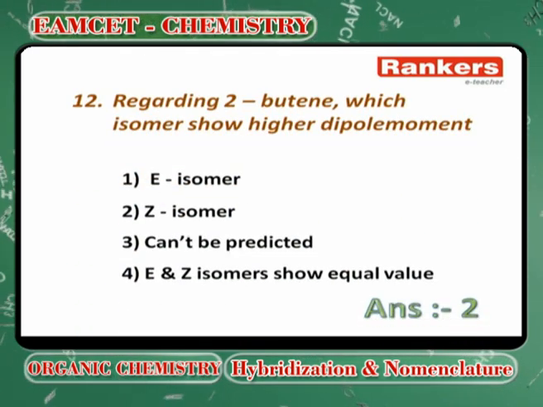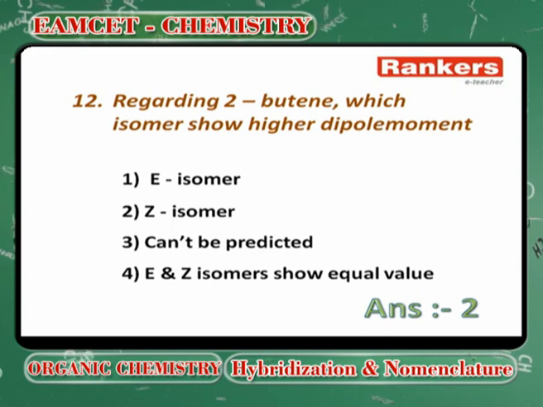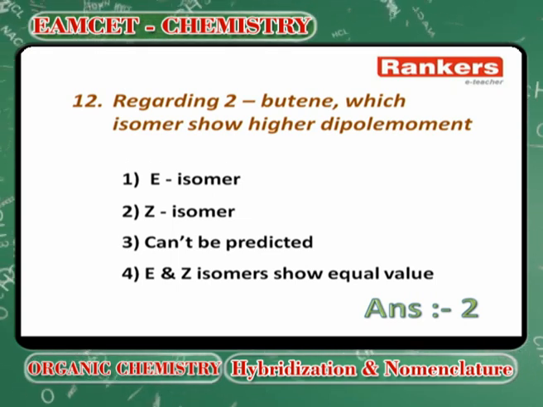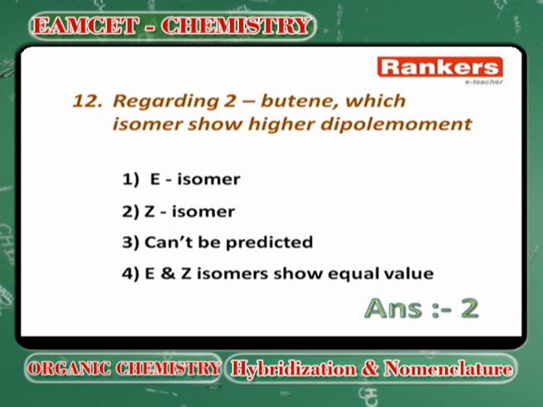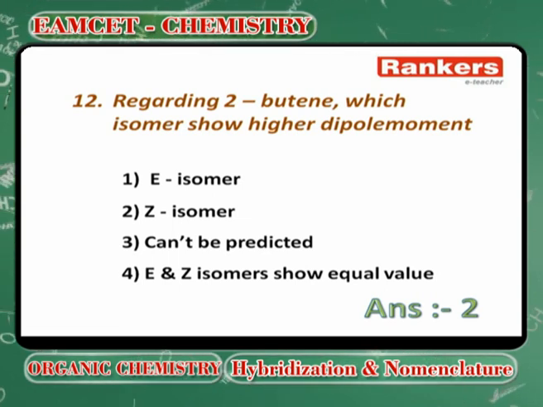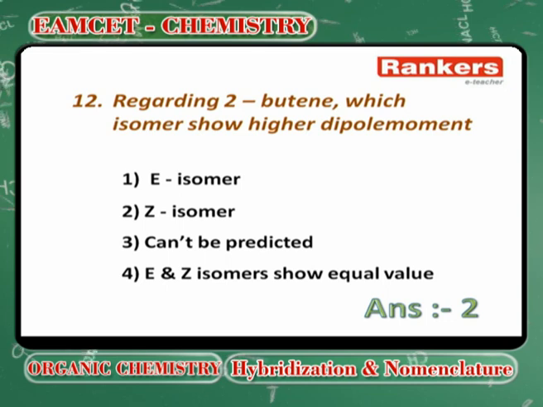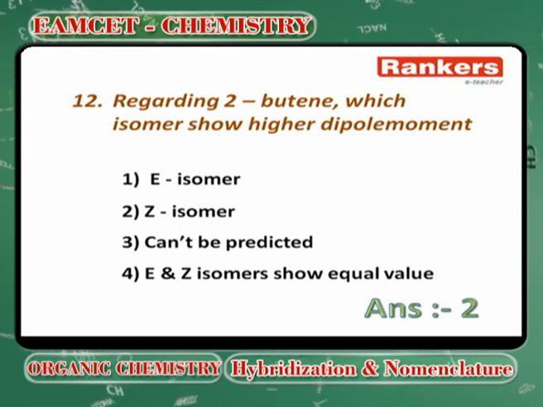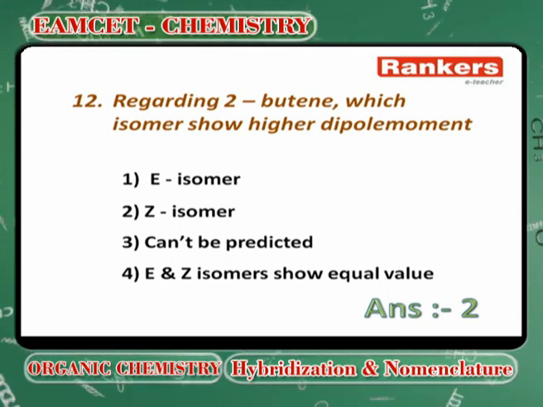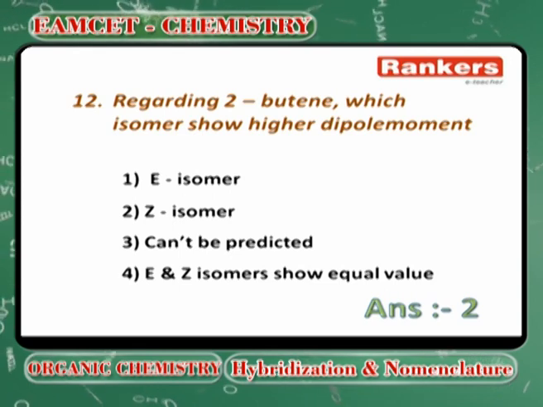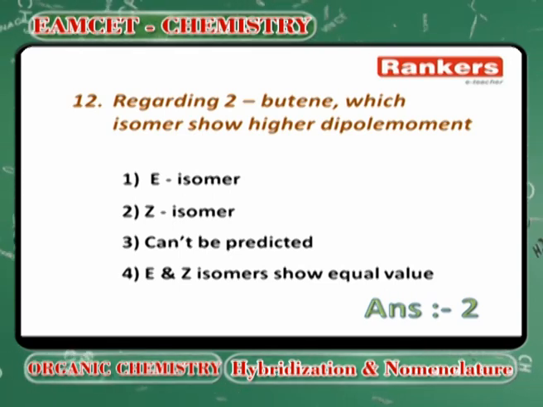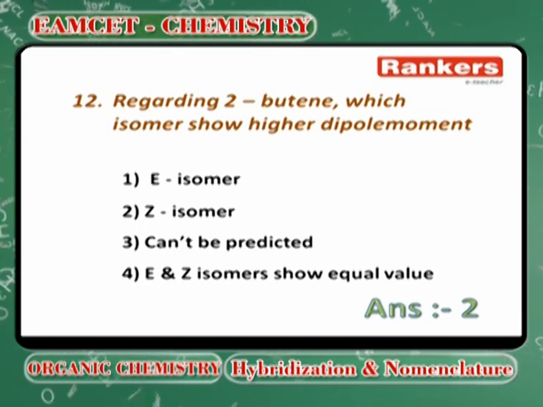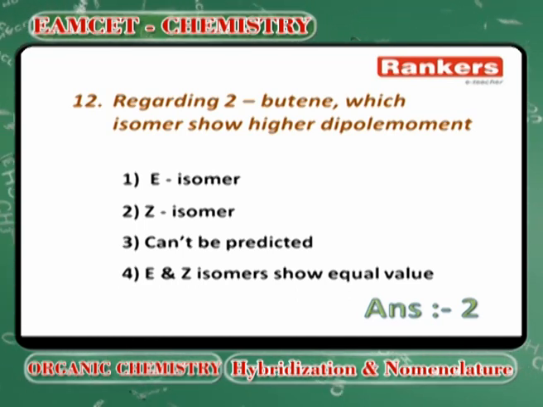Regarding 2-butene, which isomer shows the higher dipole moment? 2-butene can exist in the E as well as Z form. E means the methyls are opposite, Z means same side. On the same side, whenever the methyl is there, the dipole moment will be high because there is no compensation, they are on the same side. On the opposite side they push against each other. Because of the plus I effect, the cis or Z compound will have the higher dipole. The answer goes to 2 therefore.